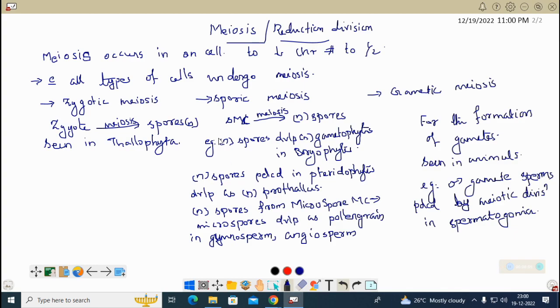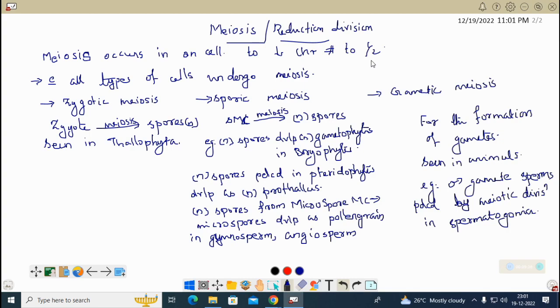So once again I'll say meiosis occurs in the diploid cell. Actually, meiosis is for what purpose? To reduce the chromosome number to half. Meiosis always occurs in diploid cells only, because only in diploid cells is there something to reduce, right? So the diploid cells after meiosis become haploid cells.